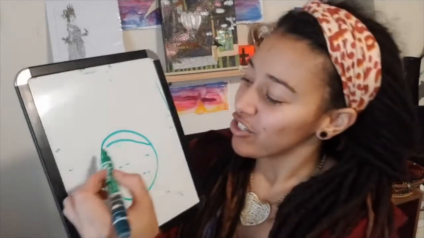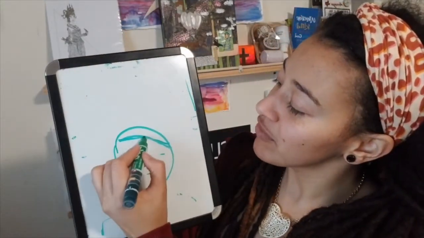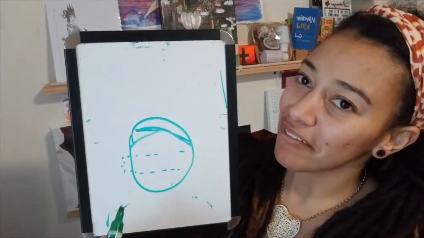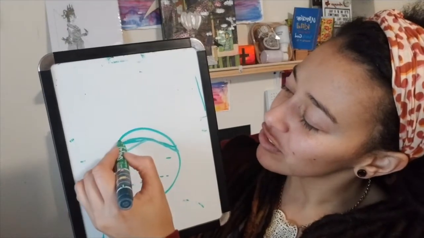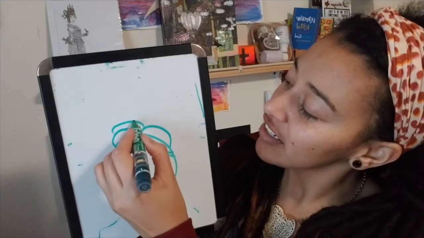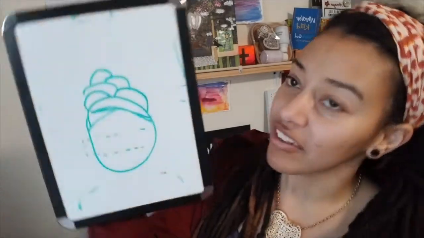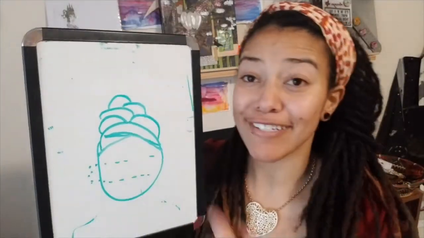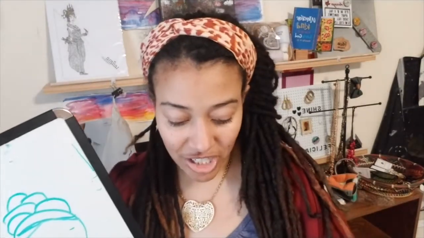All right, so I'm going to draw that part of the wrap. And that part of the wrap. I think I'll do this side next. And I'll do that. And I'll do one there, and one there, and one there. There you go. So we have these different sections, and each section we can do a different pattern in.